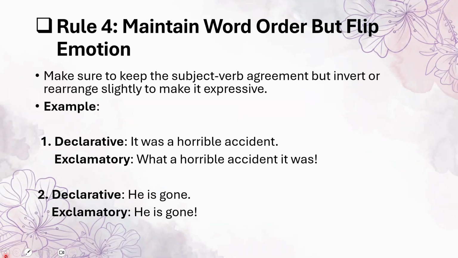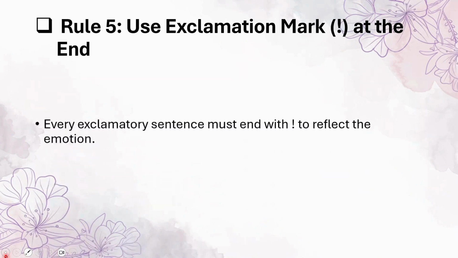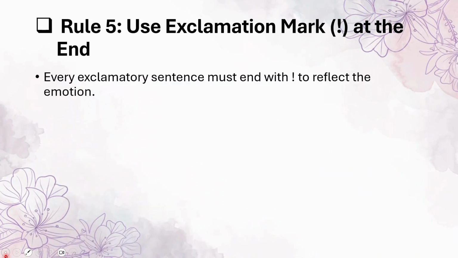Okay, now the last one is rule 5, which is the use of an exclamation mark at the end. So, what is an exclamation mark? An exclamation mark is a punctuation symbol that we use at the end of a sentence to show strong feelings such as excitement, surprise, shock, admiration, anger, any kind of intense emotion in English.